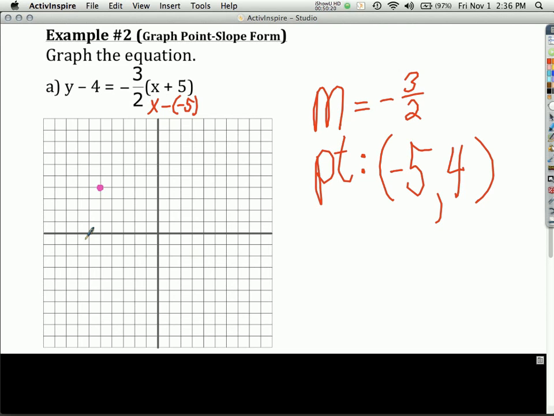Remember, when it's a negative fraction, it means either the top is negative or the bottom, not both. So I can go down 3, 1, 2, 3, over 2. 1, 2, put a point. Down 3, 1, 2, 3, over 2, put a point. Now use my ruler to draw a line through it.